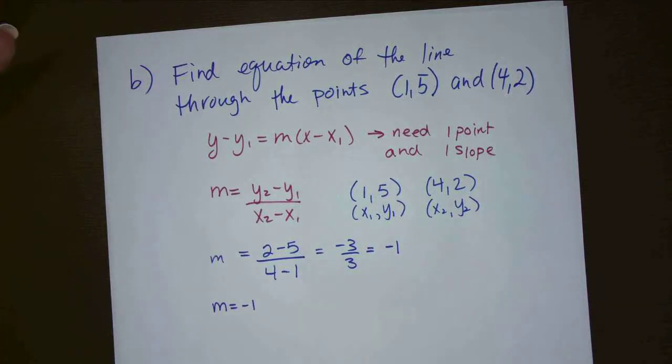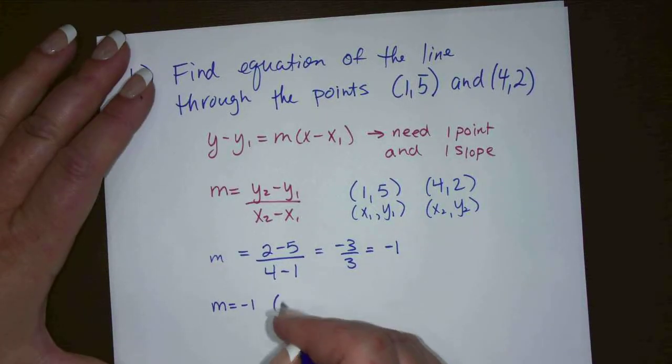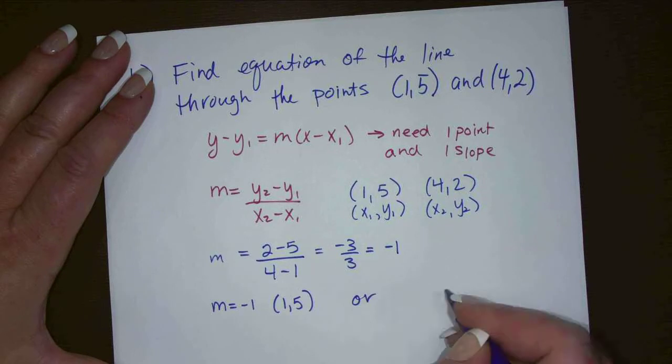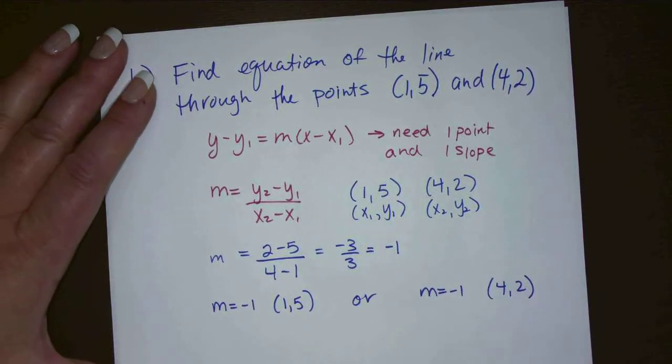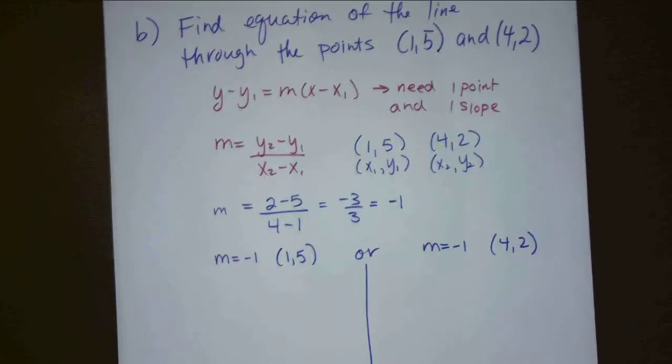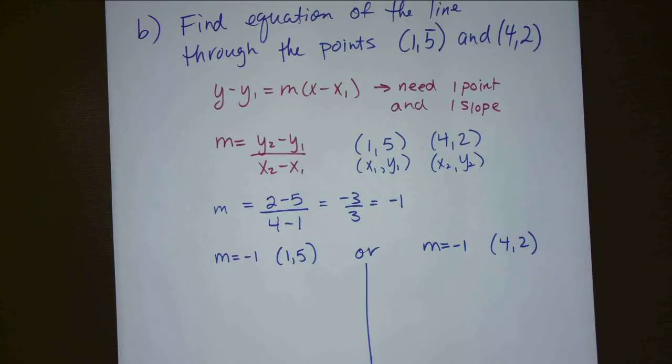Which point would we have to use in our equation? It doesn't matter. So we could use this slope with (1, 5), or we could, don't do both, although it would be a check, I guess, because you'll end up with the same thing. I just want to show you once that you end up with the same thing, it doesn't matter which point, and then we will not do that again.